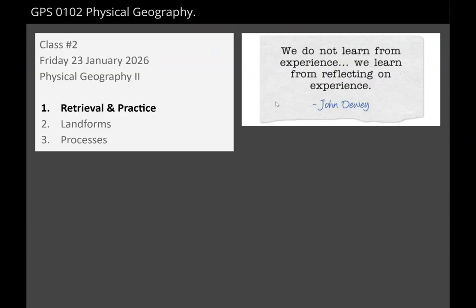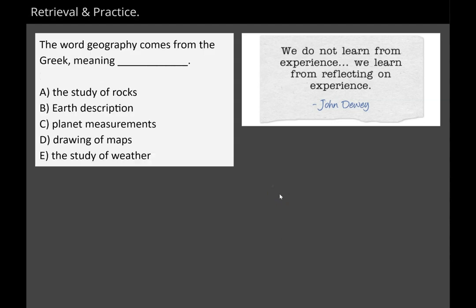But we always want to start every class with going back. Let's go back to the class on Wednesday and see what we can remember. And I have here a simple multiple choice question for you. Something that you might find on one of our tests. So, the word geography comes from the Greek meaning blank. So take a minute, take a look at the answer options and decide which one would be the correct one. I'll give you, let's say, 10 seconds.